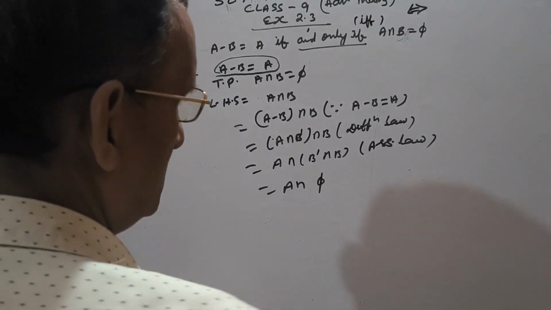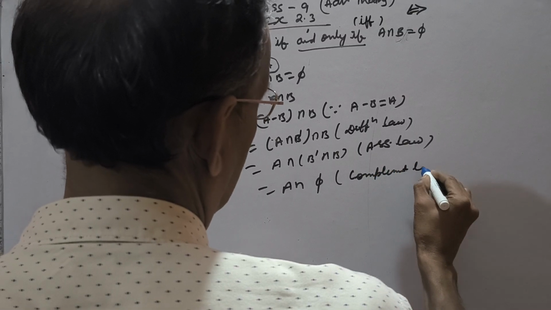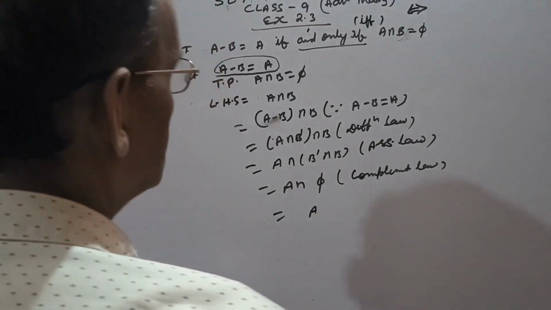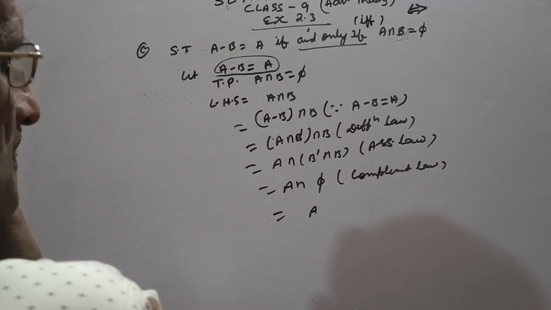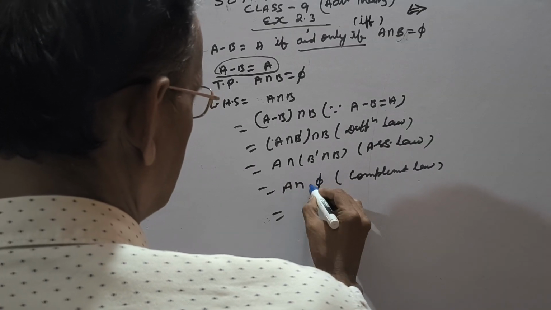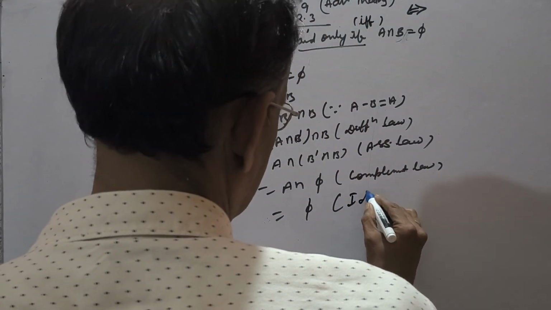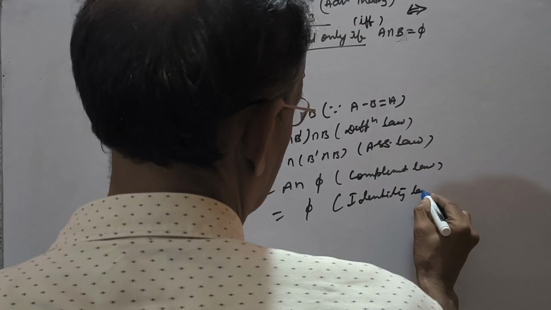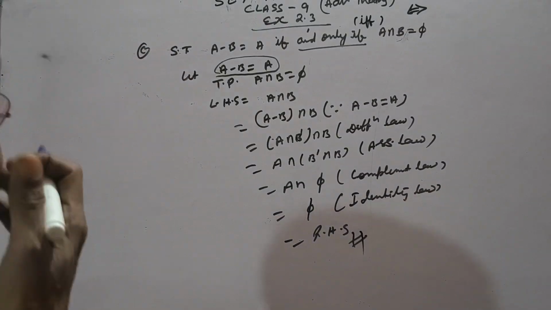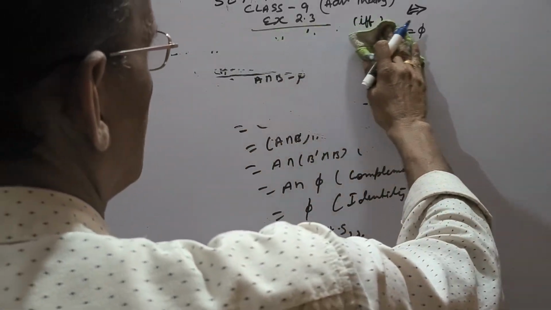And what is B intersection B complement? You know the property of complement of a set. You can write complement law. B intersection B complement is phi, and A intersection phi is equal to phi, because nothing is common since phi has no element. This is called what law? Identity law. So we have taken LHS, we have got RHS, so hence true. This way also we can do it. Okay, understood? So now we go to the next one.